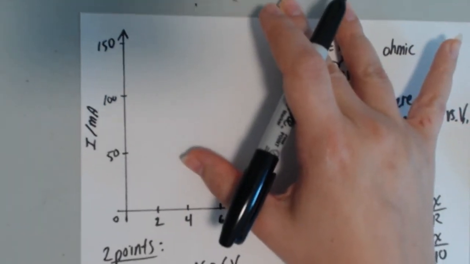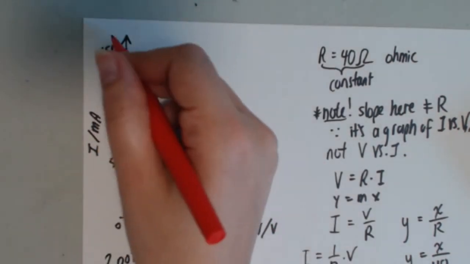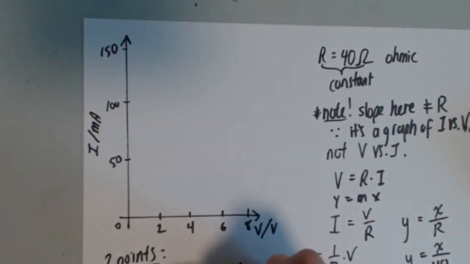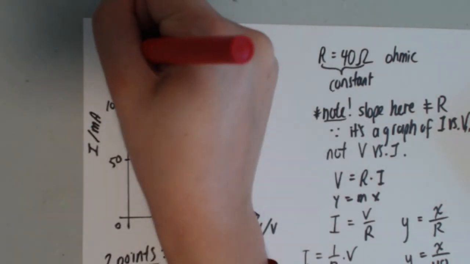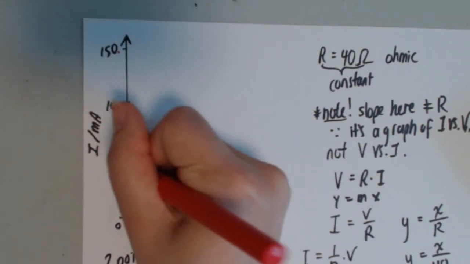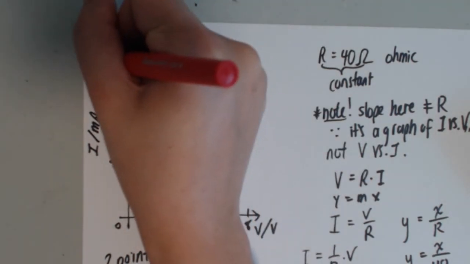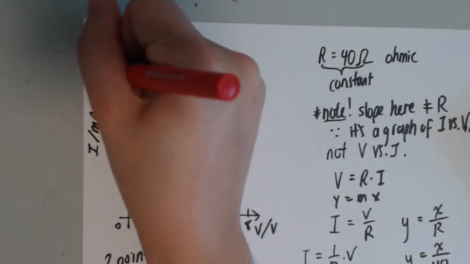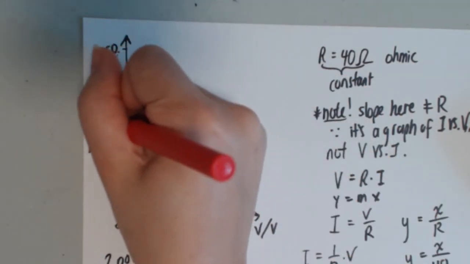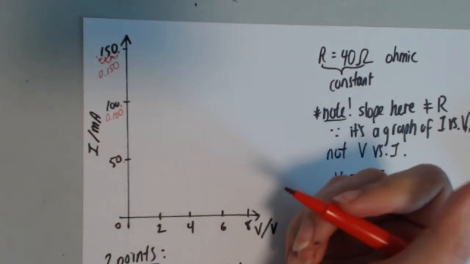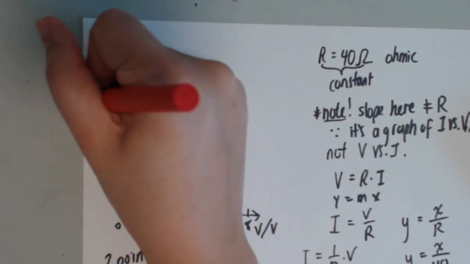Done another way, if that was a little bit confusing for you, you can just look at these values in milliamps and convert them to amps. All of these would be times 10 to the minus 3, or looked at another way, you would take these decimals and move them to the left 3 spaces. So 1, 2, 3, and this would become 0.150 amps. This one would become 0.100 amps. This one would become 0.050 amps.